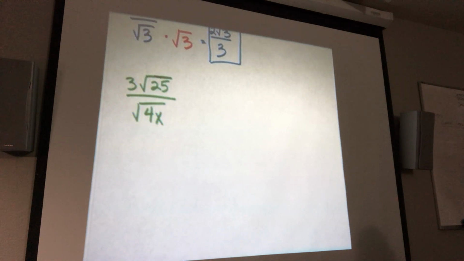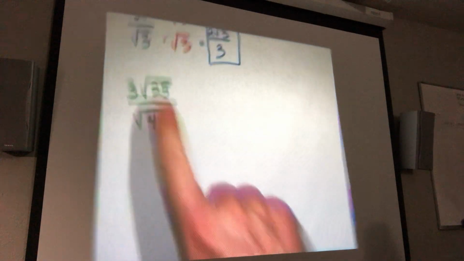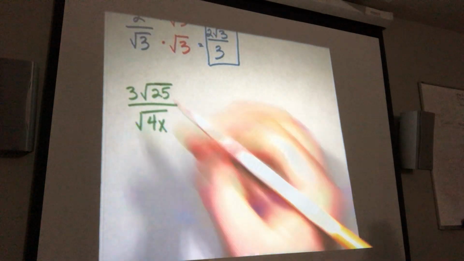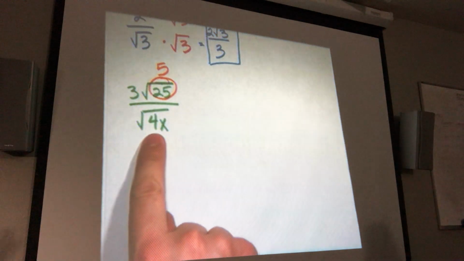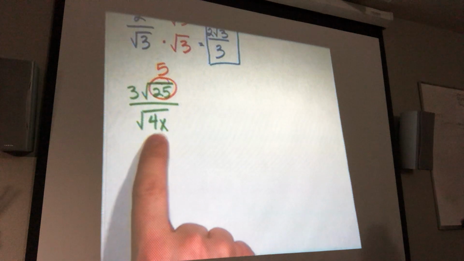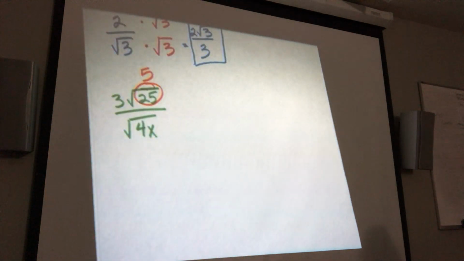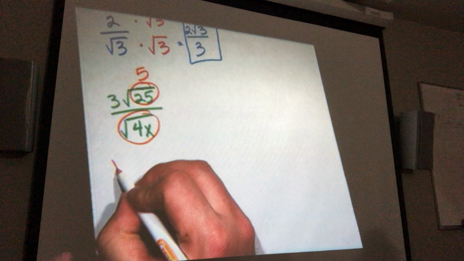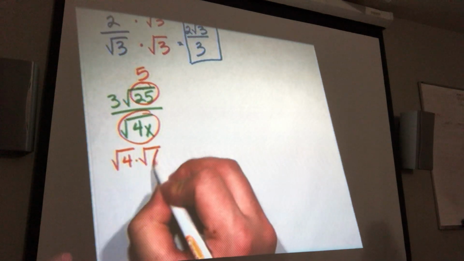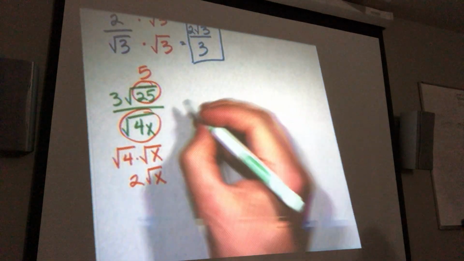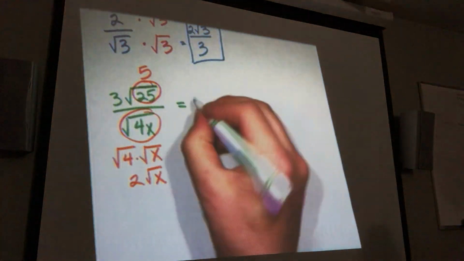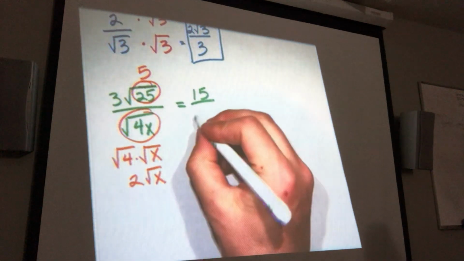I really do not want that square root in the denominator. I'm fine with the square root in the numerator. In fact, I'm really fine with this square root in the numerator because the square root of 25 is 5. So I'm really okay with that. I could also do some work with this, couldn't I? The square root of 4x is the square root of 4 times the square root of x, which is 2 root x. So before I even do any math, just by doing a little cleanup, on the top I get 3 times 5, and on the bottom I get 2 root x.